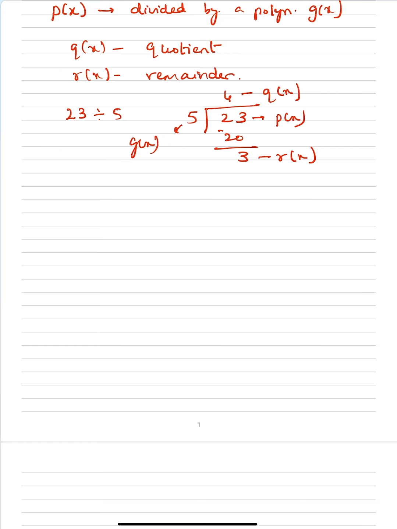Correct? Now, what is 23 here? That is p of x. And what is p of x? P of x is nothing but the dividend. Now g of x is nothing but the divisor. Divisor means it is a number which divides the given number. Here q of x is the quotient that we already know, and r of x is the remainder.